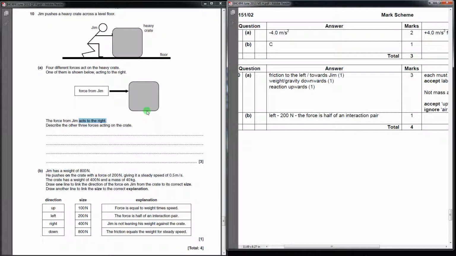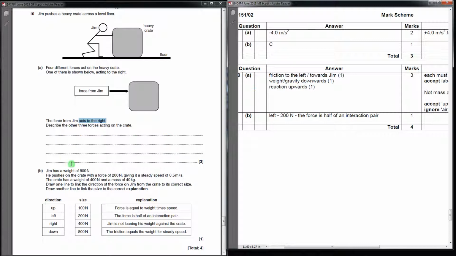Friction to the left, trying to slow the box down. The weight of the box downwards. And the trickiest one is probably the normal reaction of the surface. They've just said reaction upwards, so the floor pushing up on the box. Okay, those are the 3. So whenever you describe a force, really try and describe what the interaction is that's causing it. So friction, weight, or reaction force, and the direction it's pointing in. And that way your description will be complete enough to get marks.